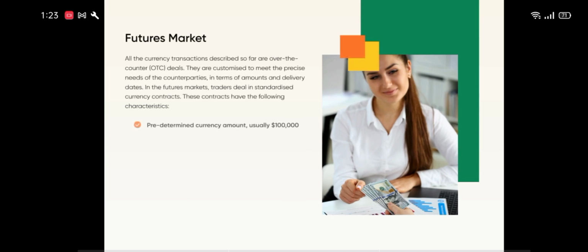Futures market. All the currency transactions described so far are over-the-counter, OTC, deals. They are customized to meet the precise needs of the counterparties in terms of amounts and delivery dates. In the futures markets, traders deal in standardized currency contracts. These contracts have the following characteristics. Predetermined currency amount, usually $100,000. Fixed delivery date, usually one per month. Centralized trading exchange. Settlement via the exchange.